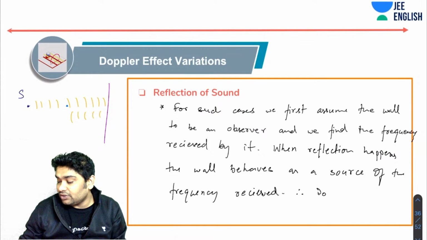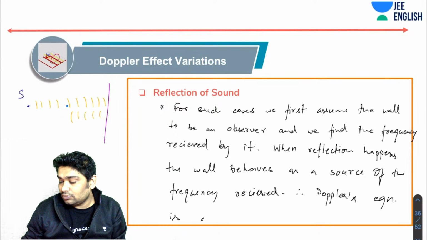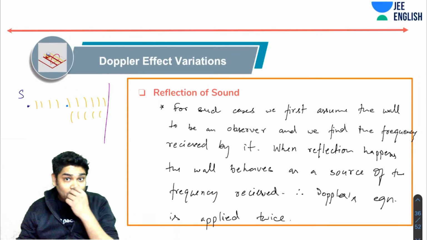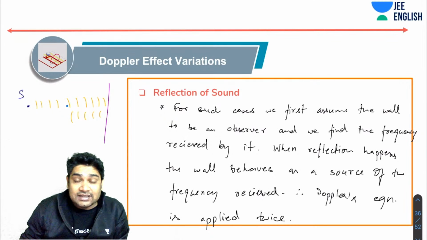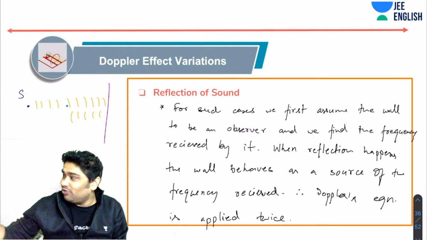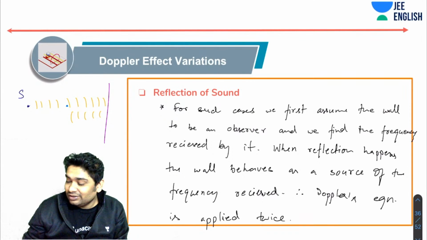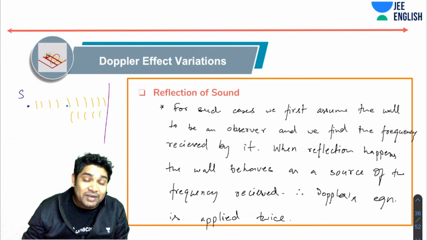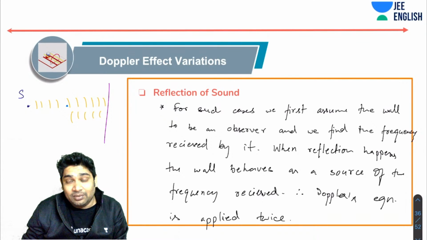Therefore, Doppler's equation is applied twice. Remember this. If you want to consider the effect of reflection, first treat the wall as an observer, then treat the wall as a source. Again, the wall may be moving. This is not supposed to be a fixed wall. It could be a wall which is being moved. So in the first case, it may behave as a moving observer. In the second case, it will behave as a moving source.